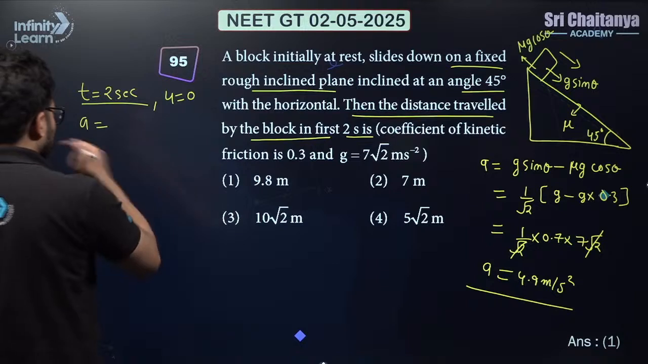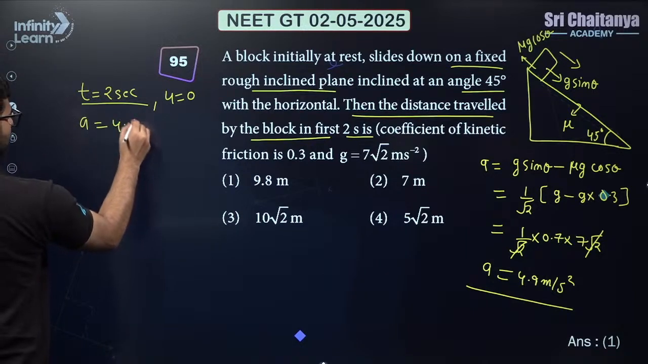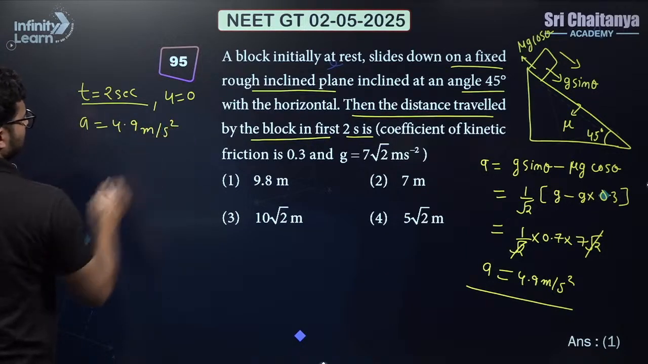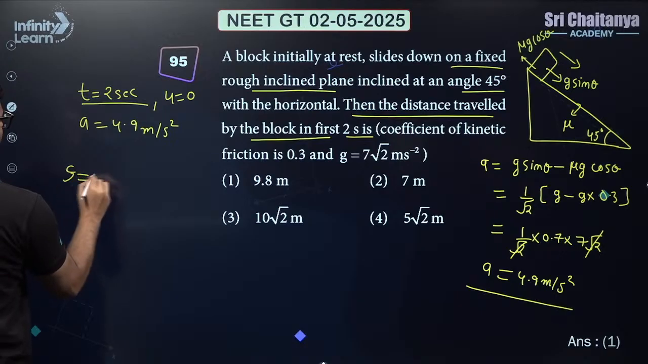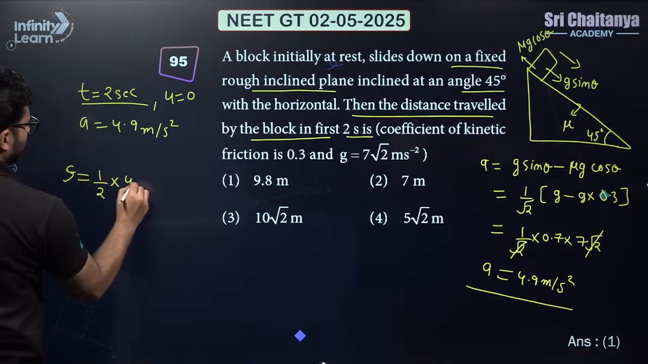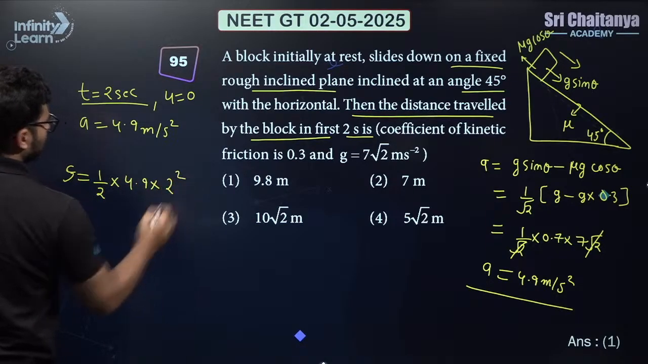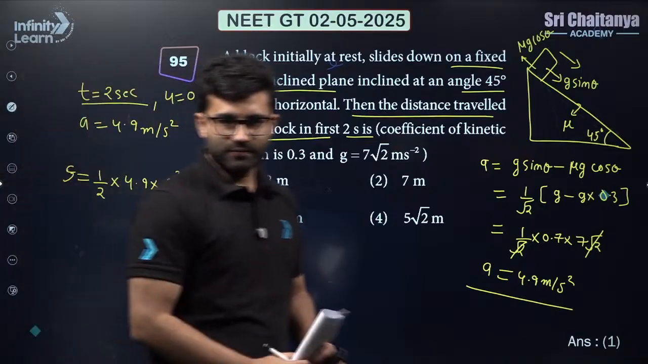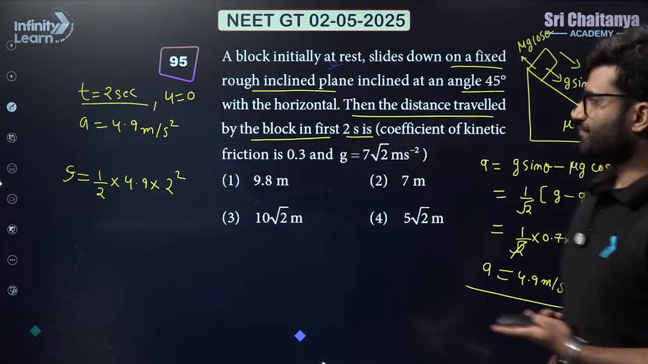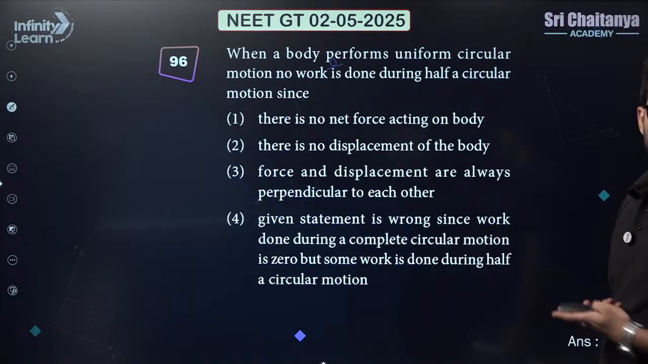So I have to take, let us do it here. So now from here, how will you calculate? Distance is equal to ut plus half at square. Again the same, 4.9 into t square, which is 2 square. Now from here you can calculate the value, correct? Simple question. Let's move ahead.